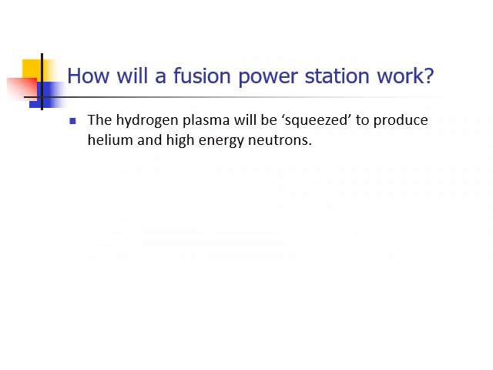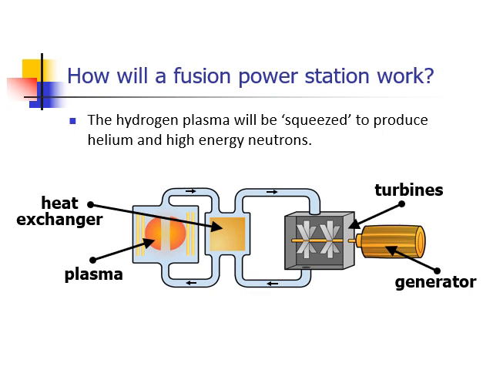So how will a power station work? Well, the hydrogen plasma will be squeezed together so that we get our helium. So those high temperatures and pressures and the strong force cause the nucleons to join together. And then there'll be a heat exchanger which will take out the heat and transfer it into water, and the water will turn to steam, and the steam will turn the turbine, and the turbine will turn the generator. So the process will be very similar to most power stations.